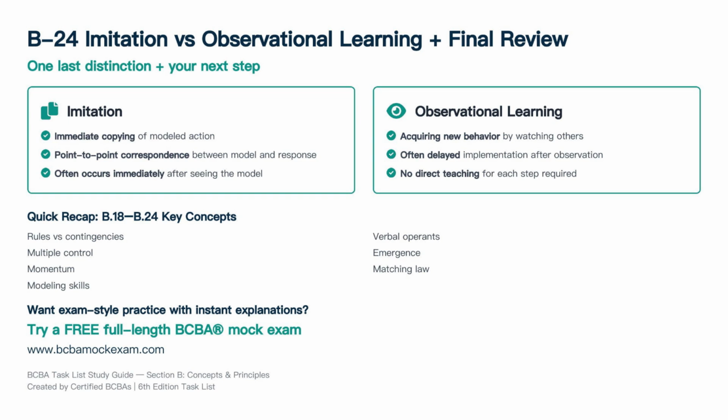Imitation is immediate copying with point-to-point correspondence after a model, while observational learning is acquiring new behavior by watching others and often performing it later without direct step-by-step teaching. If you can quickly sort vignettes into rules versus contingencies, verbal operants, multiple control, emergence, momentum, matching, and modeling skills, you'll be much faster in Section B.